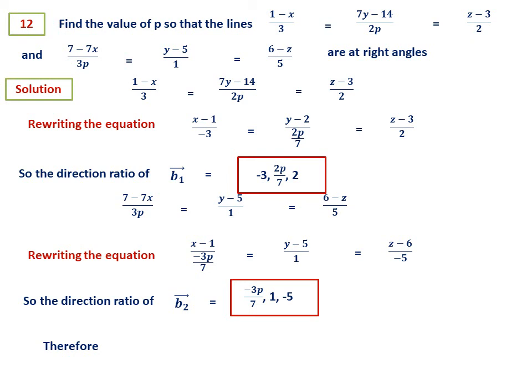Since the vectors are at right angle, the dot product of them should be 0. This is the important concept. Therefore, what you have to do is minus 3 into minus 3p by 7, plus 2p by 7 into 1, plus 2 into minus 5. This should be 0. Simplify, you get p equal to 70 by 11. So this is the value of p.